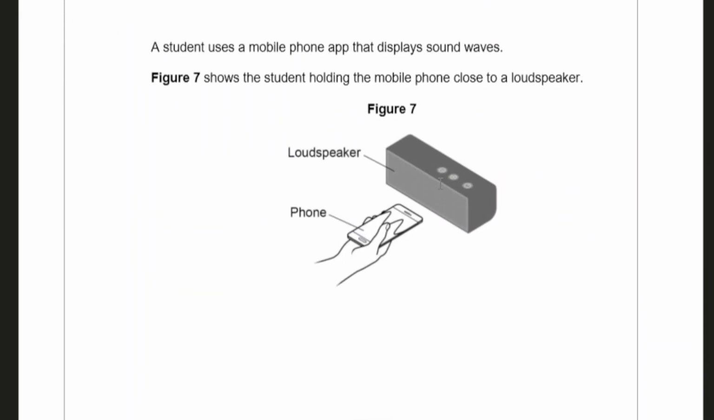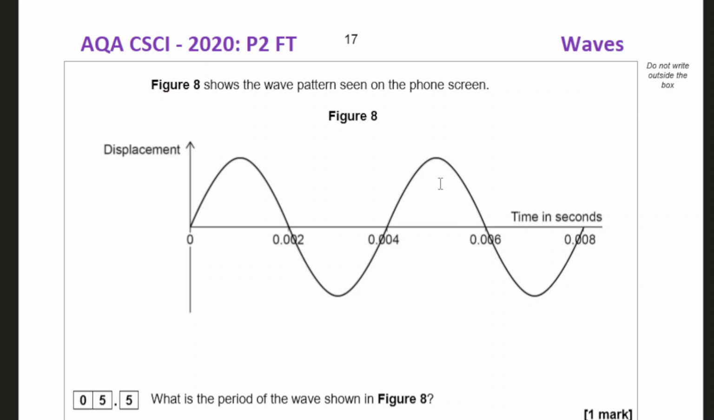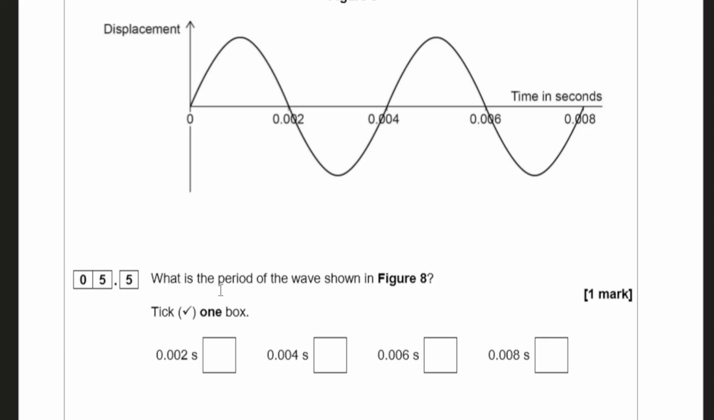A student uses a mobile phone app that displays sound waves. Figure 7 shows the student holding the mobile phone closer to a loudspeaker. Figure 8 shows the wave pattern seen on the phone screen. So you can see the displacement, which is basically the amplitude shown here. What is the period of the wave shown in figure 8?